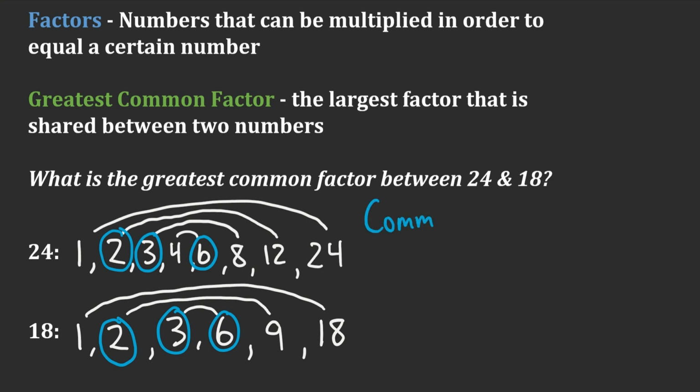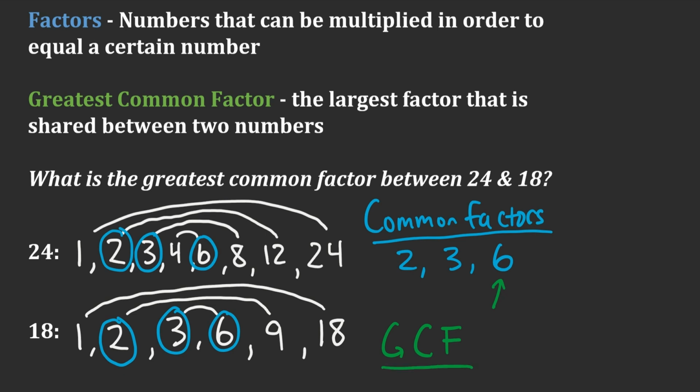So I'll write that down here. Common factors. We have 2, 3, and 6. But let's go back to the greatest common factor in green up there. The definition of the greatest common factor is just the largest factor that is shared between two numbers. So between 2, 3, and 6, which number has the greatest value? Well, that's 6. So the greatest common factor, or GCF, you'll see that as well. The greatest common factor is 6.